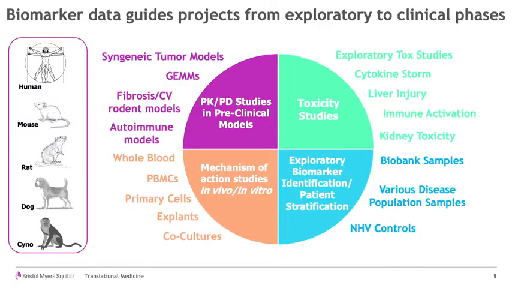Another big focus area are PK, PD, and efficacy studies in preclinical animal models, such as syngeneic or genetically engineered tumor mouse models, but also rodent models for fibrosis, cardiovascular, or autoimmune disease.